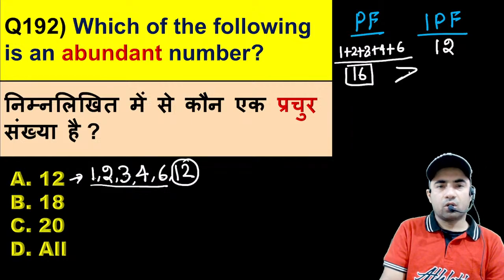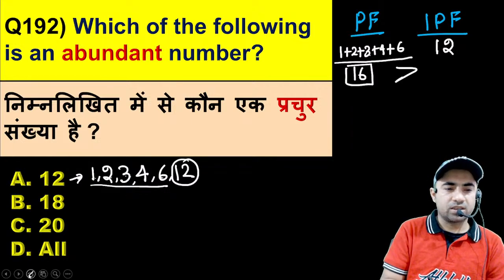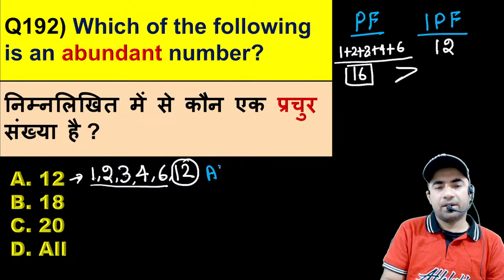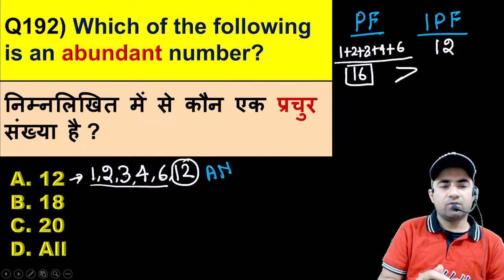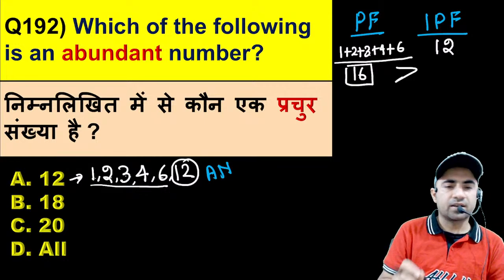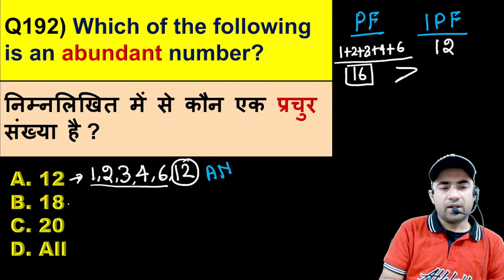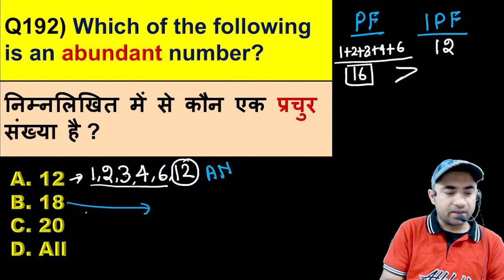Then the number is called an abundant number. So you can see here this 12 is an abundant number. Why? Because the sum of all the proper factors is greater than the number. That's why 12 is an abundant number. Now 18 is also an abundant number. Why is 18 an abundant number?